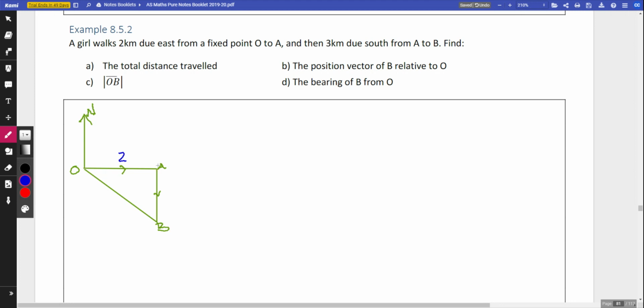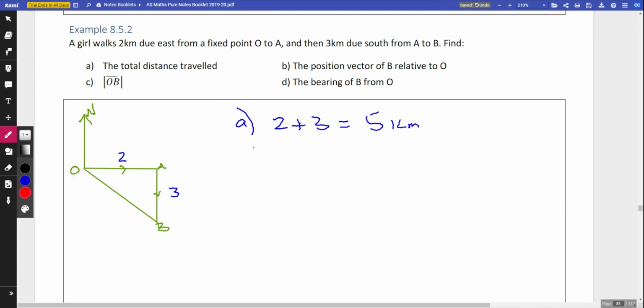We're going from the origin to A, that's 2 kilometres away. And then from there, she's going due south, and she's going 3 kilometres. Again, not drawn to scale. To get from A to B. So we want to find the total distance travelled. So first of all, the total distance travelled. Distance is just how far we've gone, started there, 2 there, 3 there, 5 kilometres.